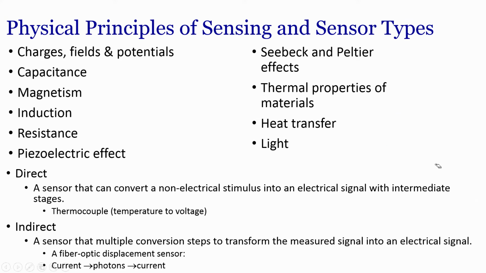Now, when you talk about sensor types, there are two types: one is a direct sensor and the second is an indirect sensor. A direct sensor converts a non-electrical stimulus into an electrical signal without intermediate stages, for example a thermocouple, which converts temperature to voltage. An indirect sensor requires multiple conversion steps to transform the measured signal into an electrical signal. For example, a fiber optic displacement sensor, where first there is a current, which converts to photons, which again converts to current, right.